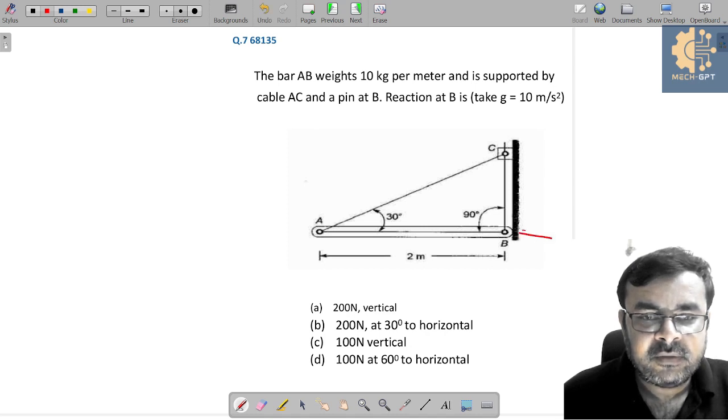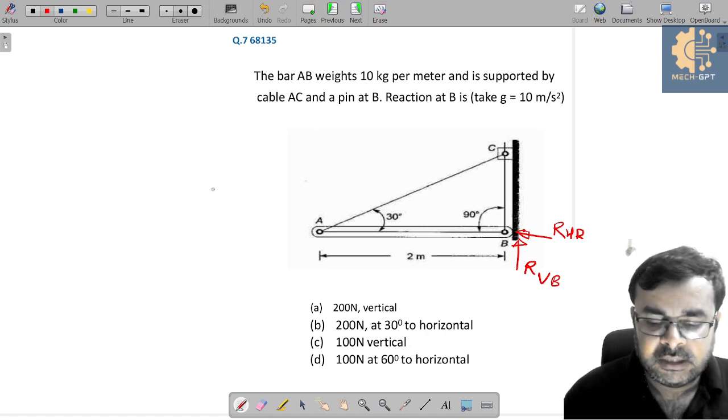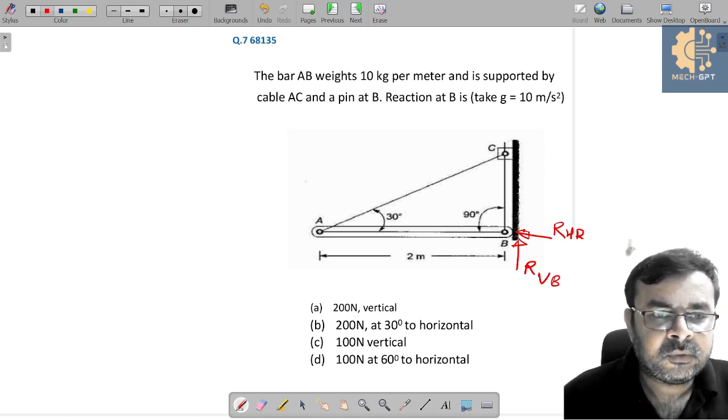Obviously, at this point we have two reactions, that is a horizontal reaction and a vertical reaction. Let's say this is RHB and this is RVB. Correct? RVB is the vertical reaction and this is the horizontal reaction. Is it clear? So you can see here the mass is distributed throughout the length, that is 10 kg per meter.